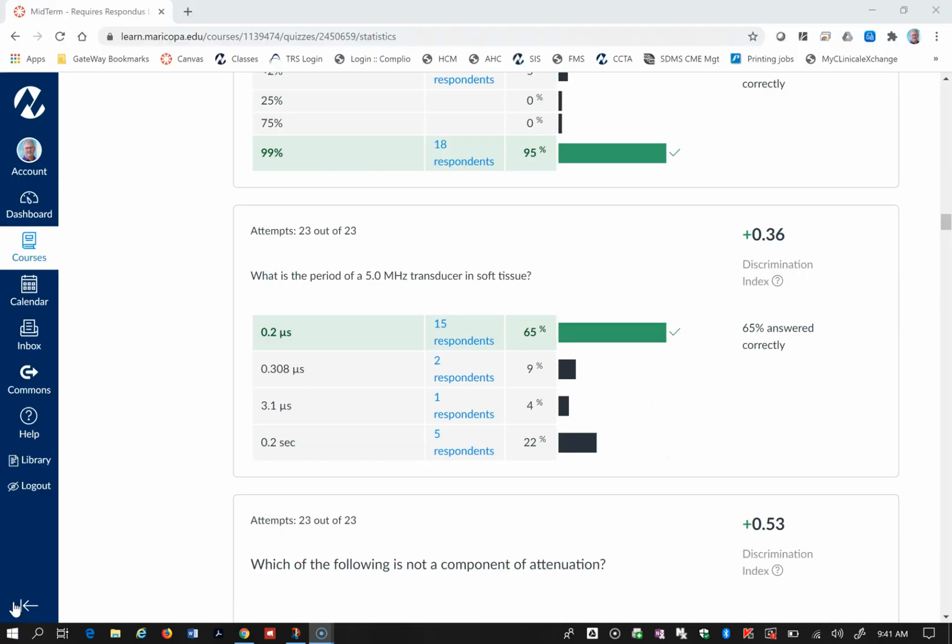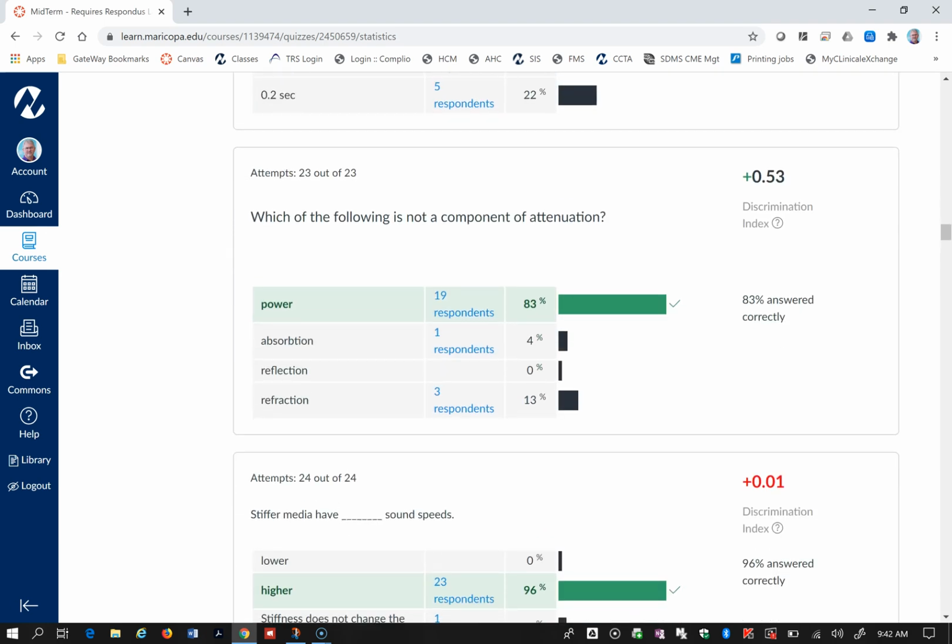What is the period of a 5 megahertz transducer in soft tissue? So if we remember, this is just like question number 1, where the frequency was 5 megahertz. The period is the reciprocal of the frequency. So the answer is 0.2 microseconds. Reciprocal of 5 is 0.2. Reciprocal of mega is micro. Reciprocal of hertz is seconds.